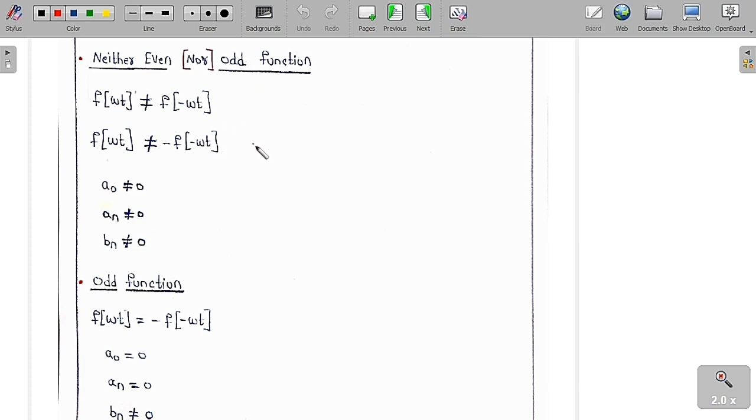So in this case, a naught is not equal to 0, a n is not equal to 0, and b n is not equal to 0. This means all the Fourier series coefficients are going to be present.